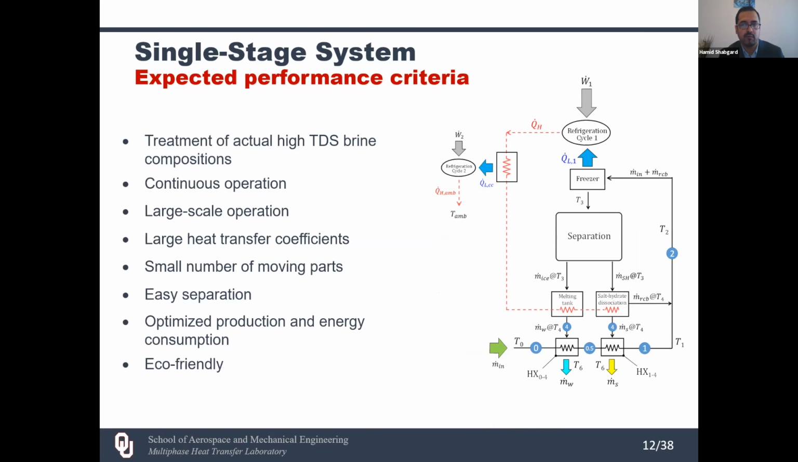So the model should be able to treat the actual high TDS brine that we deal with in oil and gas. It should be able to model a continuous operation, large scale operation. It should be able to provide a large heat transfer coefficient. We want the system to have a very small number of moving parts, and this separation process should be easy and manageable, and the overall cost of energy and the production rate of ice should all be optimized, and there should be no environmental concerns with the liquid that we use for this process.